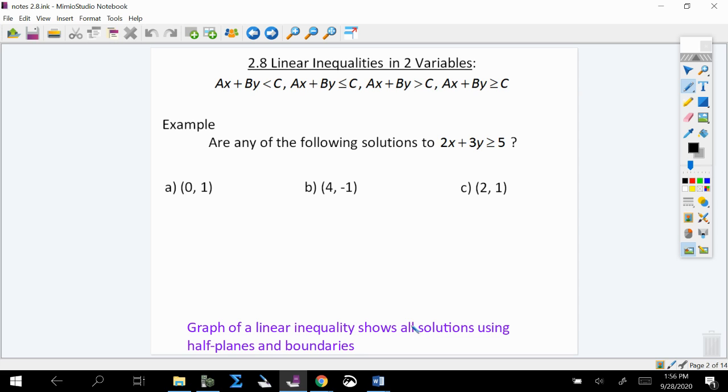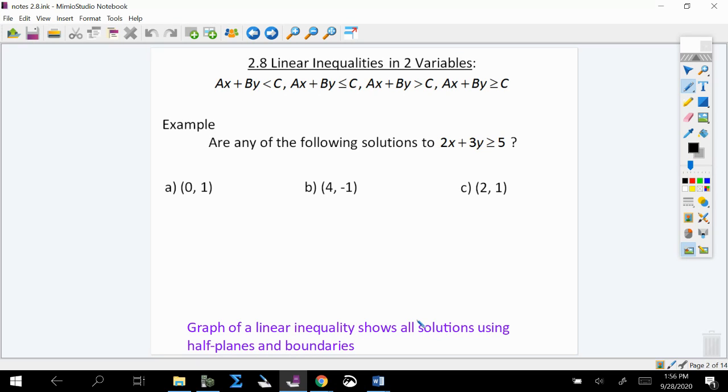So the very last section in chapter 2, 2.8, is called Linear Inequalities in Two Variables. What you're going to notice with these is they're written in terms of both x and y, and they have either a less than or equal to, a greater than or equal to, or a greater than sign. So you have one of your four inequality signs, and other than that, it's written essentially like a linear equation, but instead of an equal sign, you have an inequality sign.